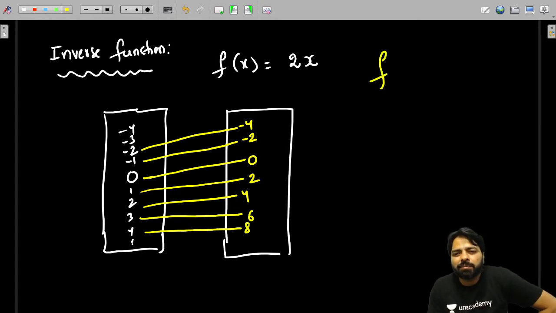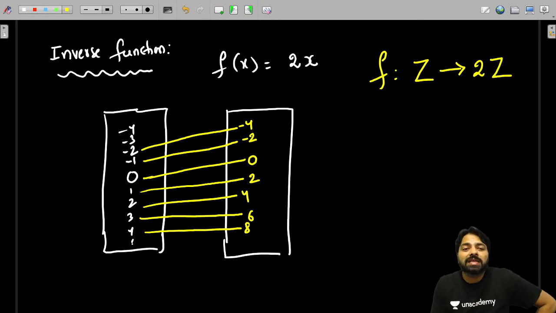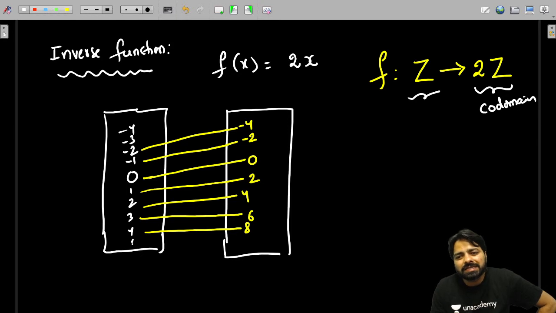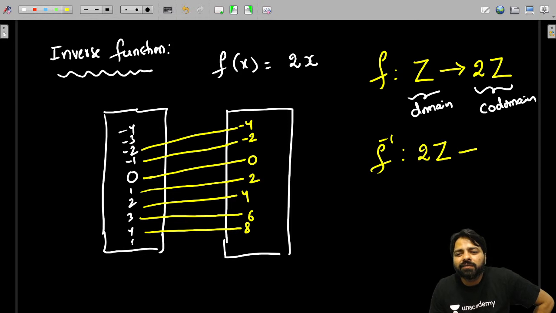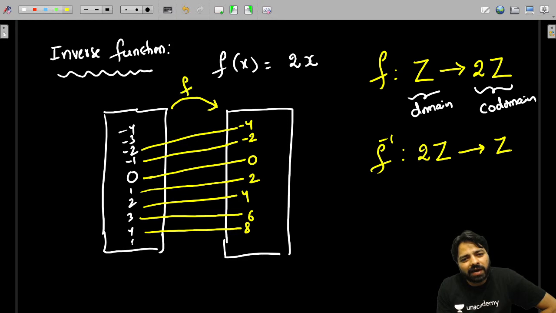Here f is a mapping from, let's say, Z to 2Z. So the codomain is not Z here. You should be very careful about what I am saying. This is the codomain now, and this is the domain. And what is f inverse? f inverse maps every element of 2Z to Z. So whatever I have given here is f, and f inverse is like this.